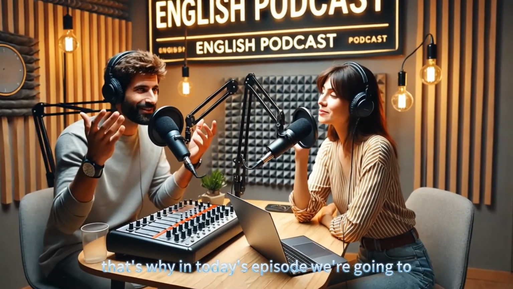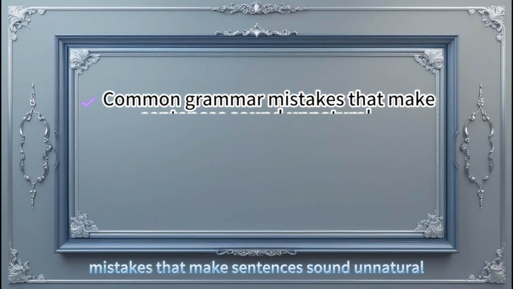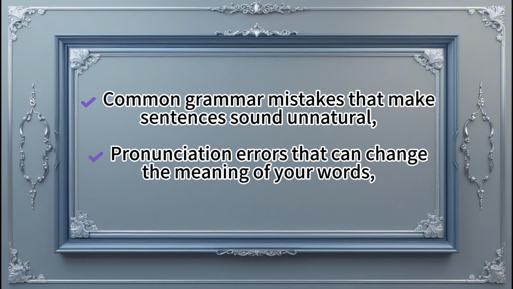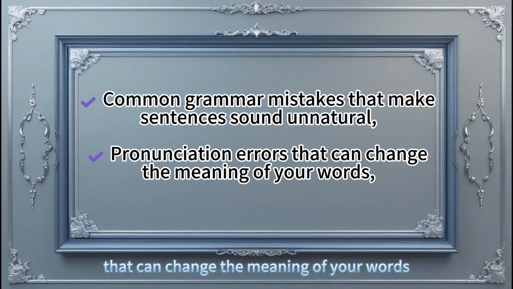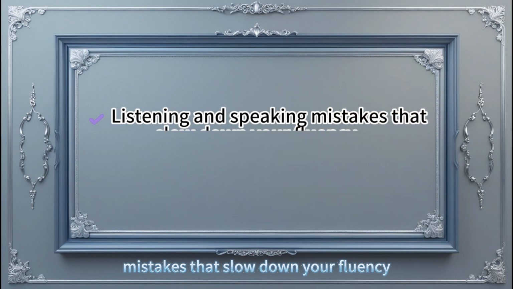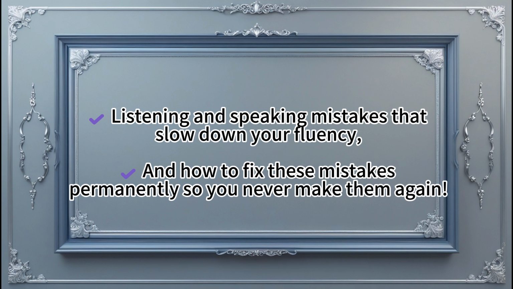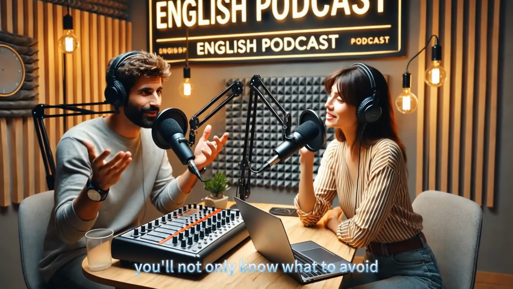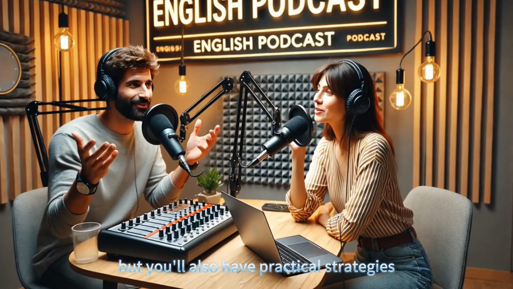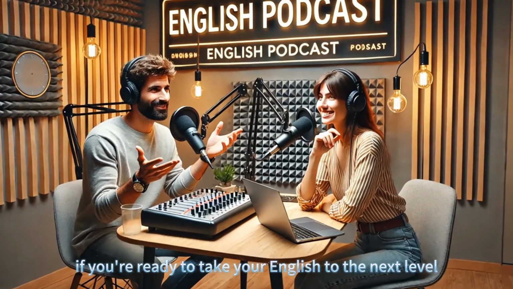That's why, in today's episode, we're going to cover common grammar mistakes that make sentences sound unnatural, pronunciation errors that can change the meaning of your words, listening and speaking mistakes that slow down your fluency, and how to fix these mistakes permanently so you never make them again. By the end of this episode, you'll not only know what to avoid, but you'll also have practical strategies to improve your English quickly and effectively. So, if you're ready to take your English to the next level, let's get started.